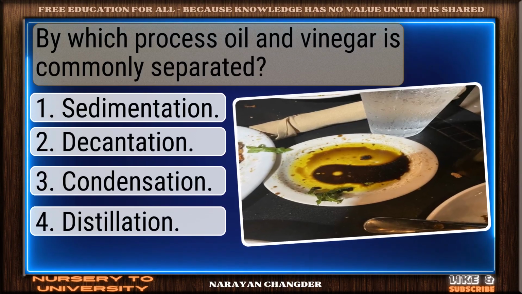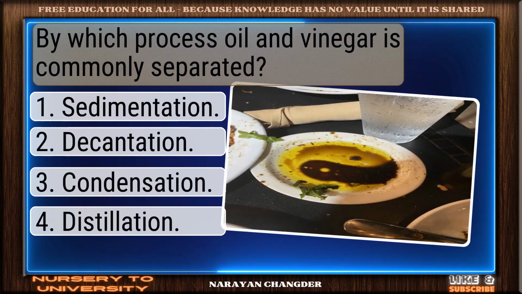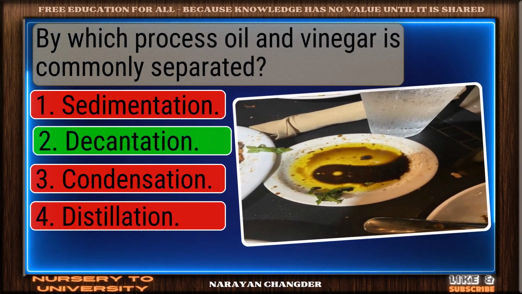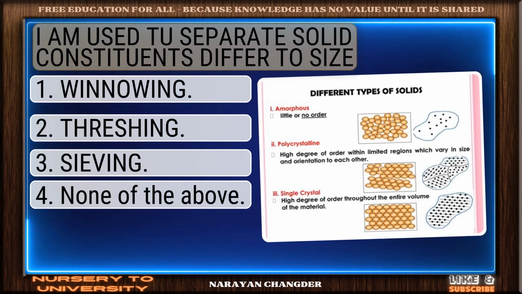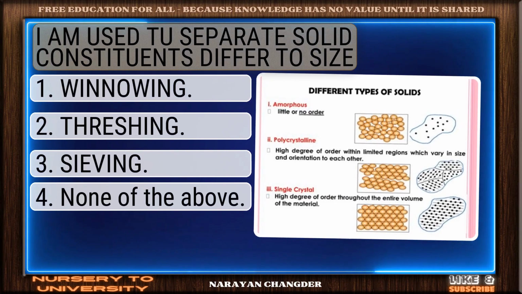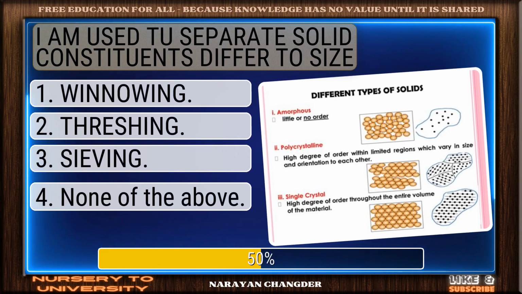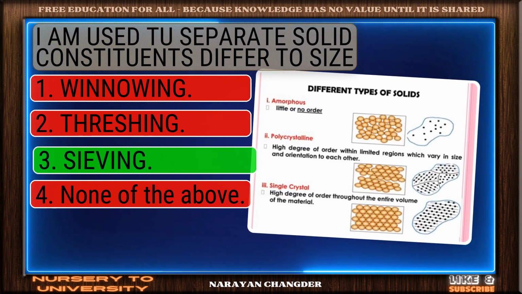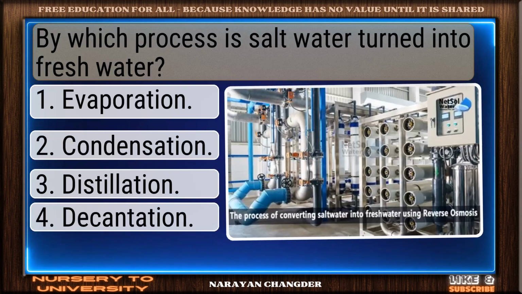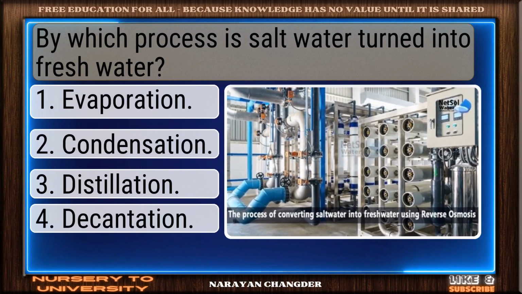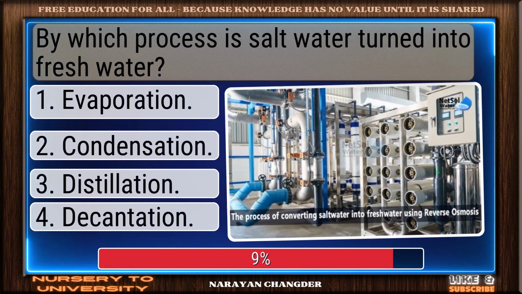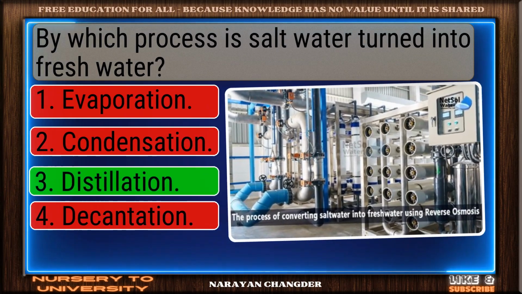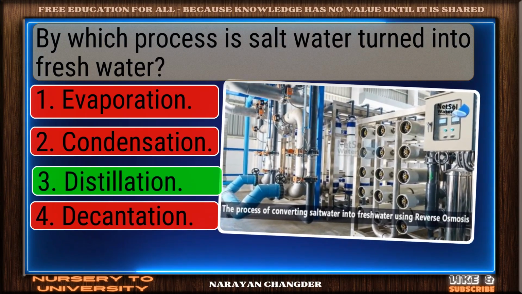By which process oil and vinegar is commonly separated? Bravo! Decantation is the answer. I am used to separate solid constituents differ to size. Nice work. You chose sieving and it is correct. By which process is salt water turned into fresh water? Exactly. Distillation makes sense and it is right choice.